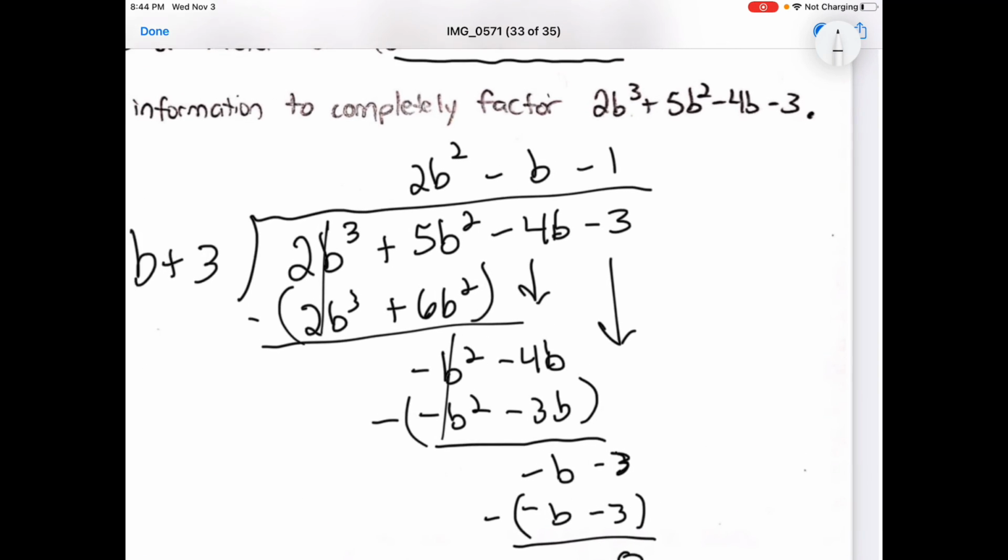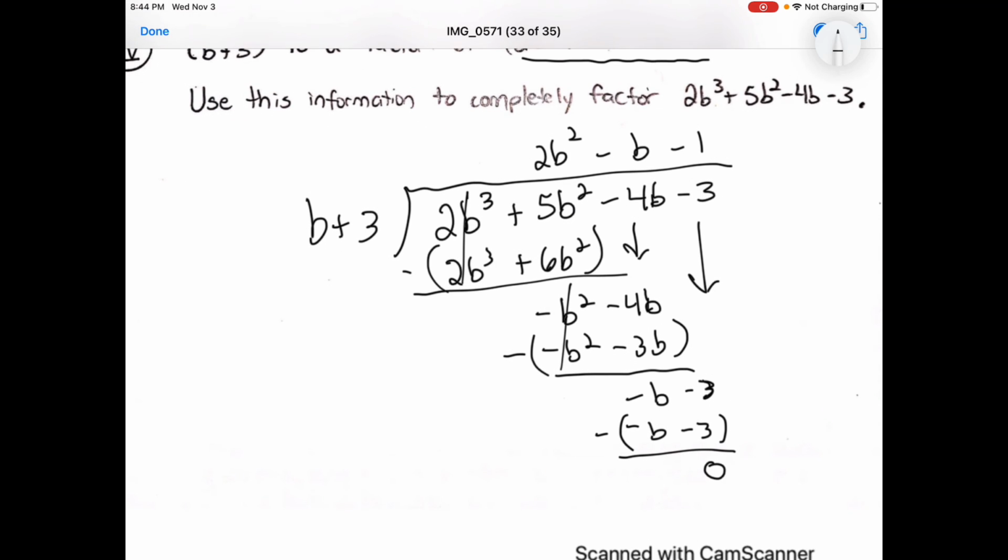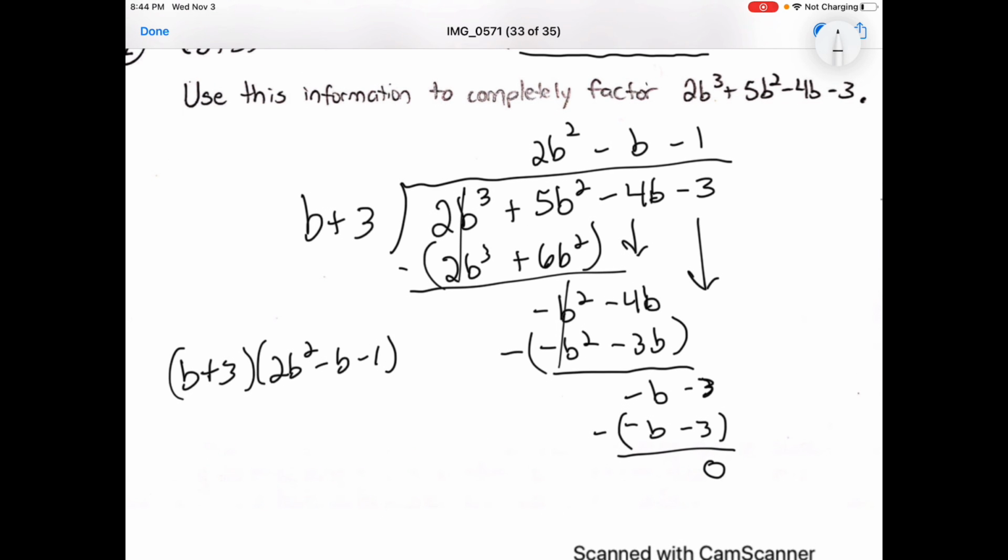Alright, so it says to completely factor. Well, I know b plus 3 times 2b squared minus b minus 1. Those are two factors, but we can go a little further. We can actually take this second factor here and factor that even further. And I'm going to do bottom up method with that one. So I know b plus 3 is a factor, but let's do bottom up with a second factor.